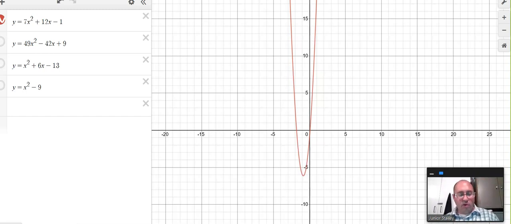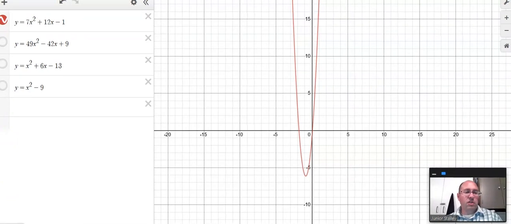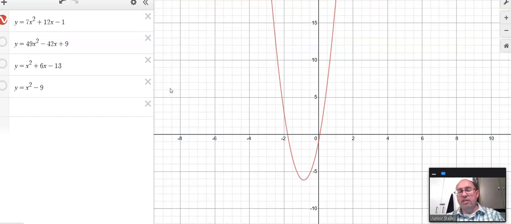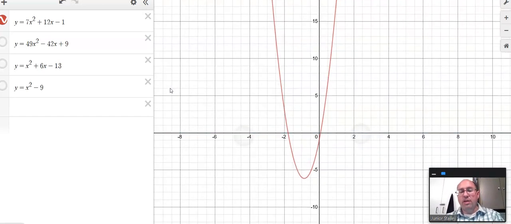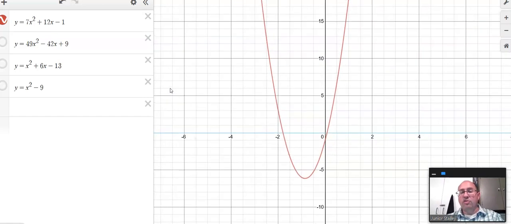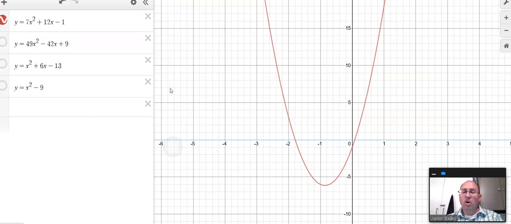So I've listed out the 4 different equations that are in this particular section. Let me see if I can slide this up just a touch. There we go. So the first one being y equals 7x squared plus 12x minus 1. If I grab 2 points on one particular axis, you'll see them light up, and then the axis becomes light blue. If I move my fingers out, you'll see that I'm stretching just the x-axis, not the y-axis. Well, that kind of is helpful.